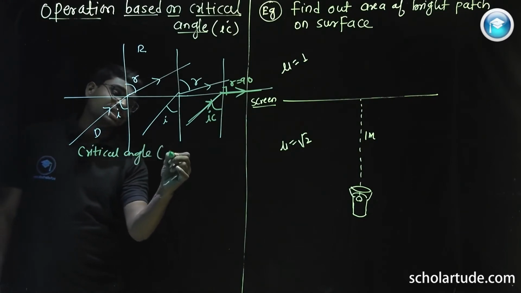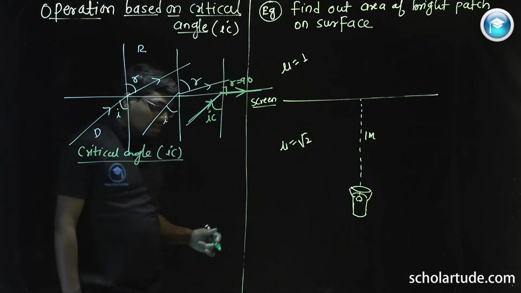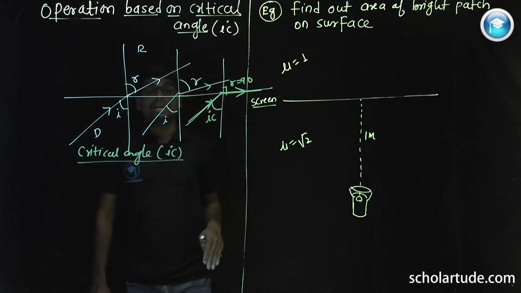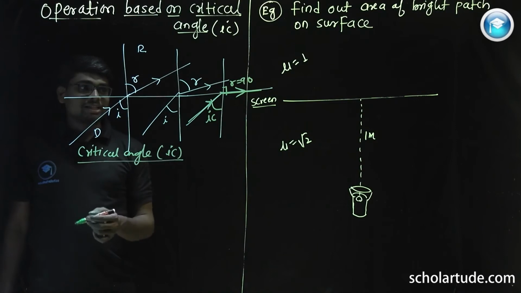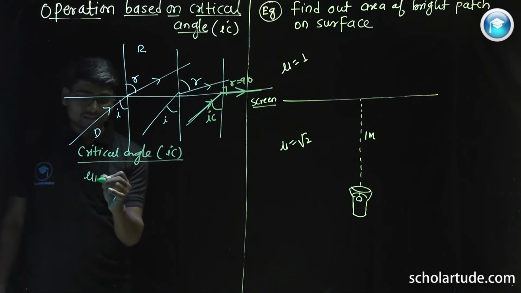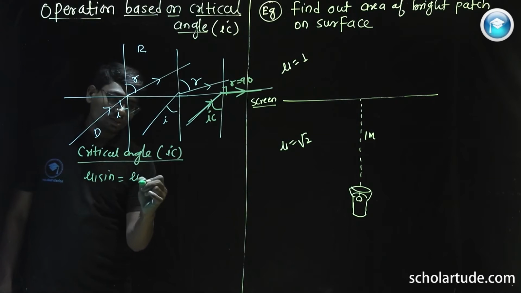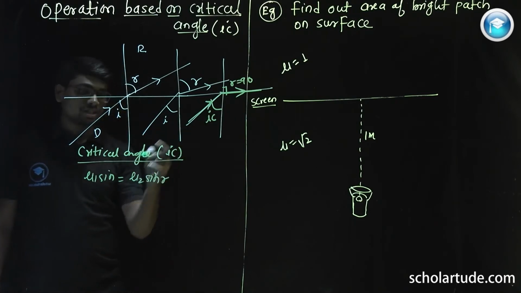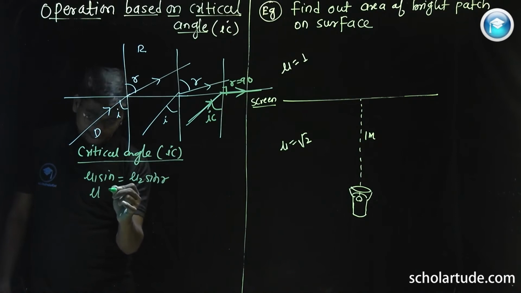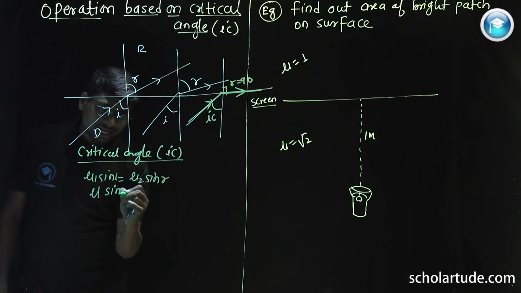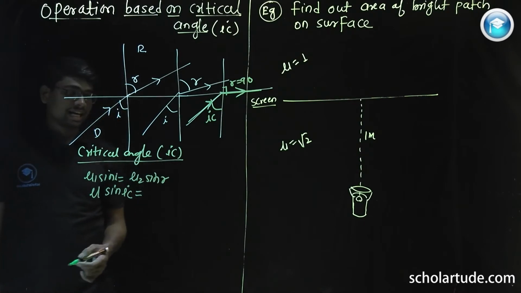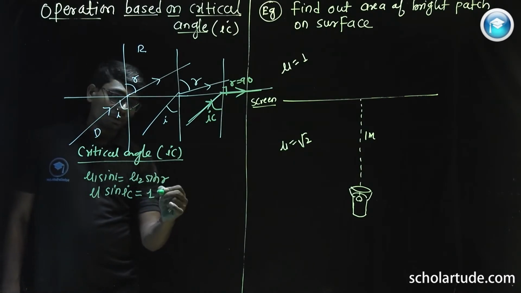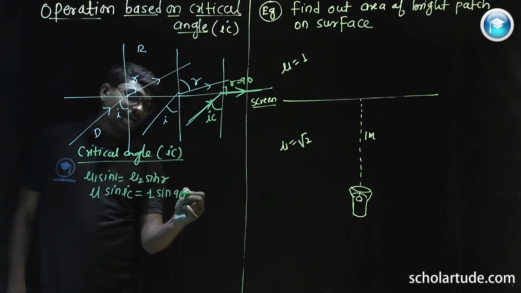And critical angle is represented by IC. It means light becomes parallel to the boundary between two separating media. Now by using Snell's law, you can define the critical angle. Mu1 sin i is equal to mu2 sin r. Mu1 means first medium, which is called the denser one. Let's say its refractive index is mu. Sin i becomes IC, that is, critical angle. Mu2 is called the rarer medium. Let's say it is air. So sin r becomes sin 90 degrees.